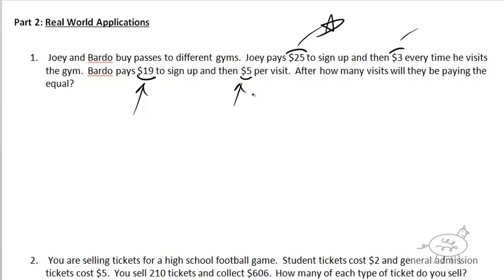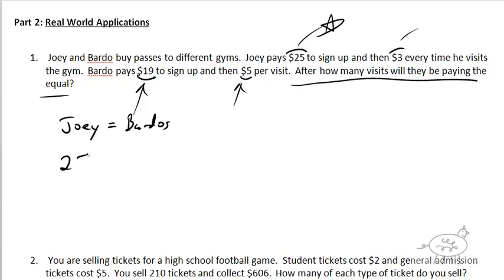So here's the deal. They ask you, how many visits will they be paying equal? What you're trying to do is look at when Joey's fee is going to be the same as Bardo's. So you need to set Joey's equal to Bardo's. Joey pays $25 plus $3 every time he goes to the gym. I'm going to set x equal to the number of times going to the gym. I want to see how long it will take for them to break even, if one or the other would do it.